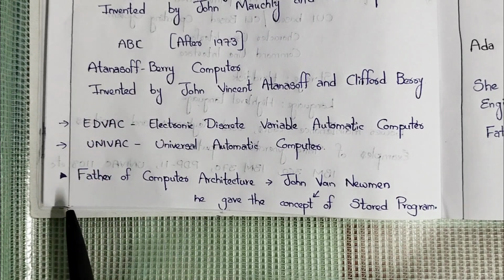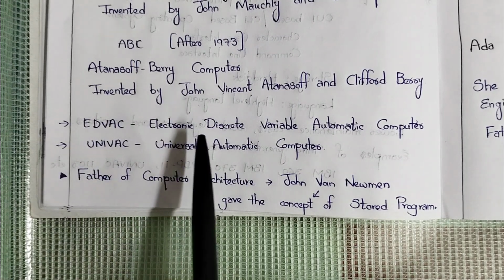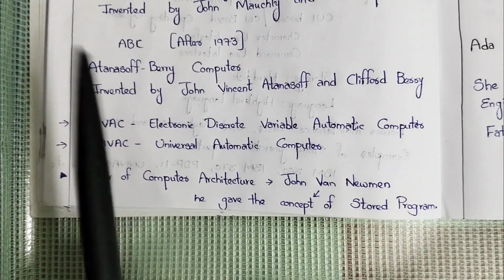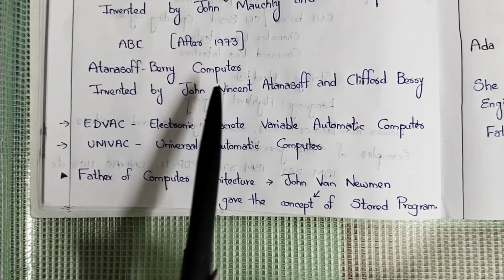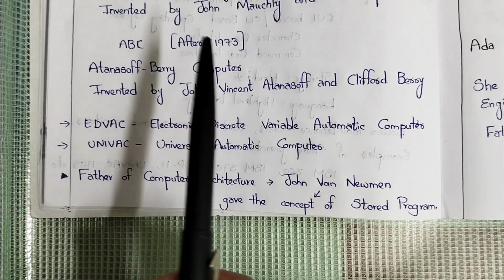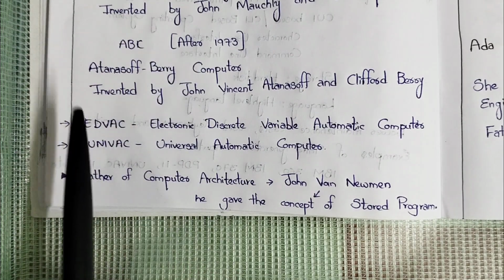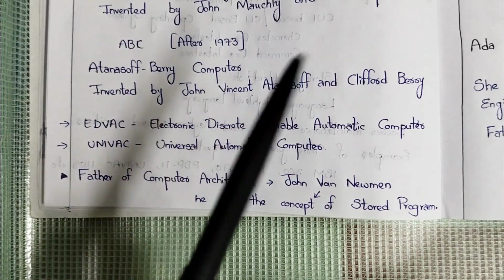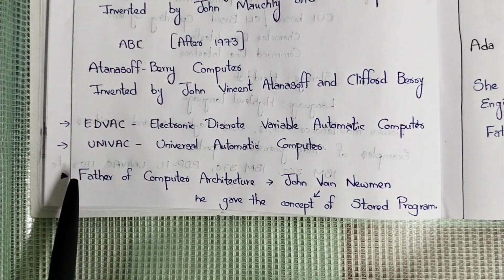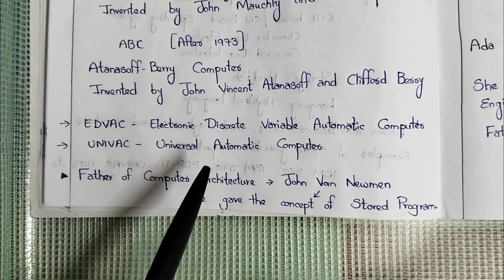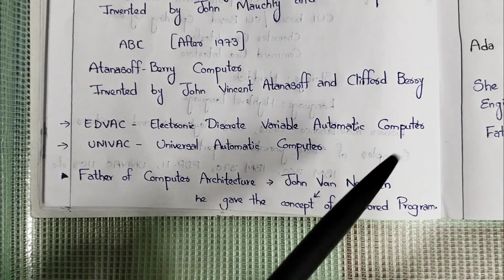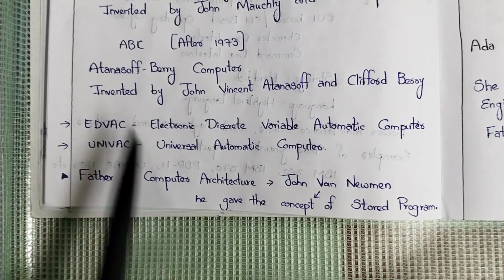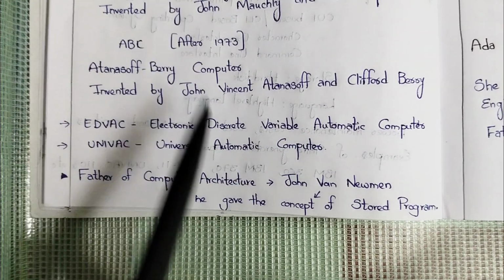So let's do a quick revision. Who is the father of computer? The father of computer is Charles Babbage, or the father of modern computer is Charles Babbage. If I am talking about the father of modern computer science, then it is Alan Turing. If I am talking about the father of computer architecture, it is John von Neumann. Okay, who is the father of personal computer? It is E.D. Robert.